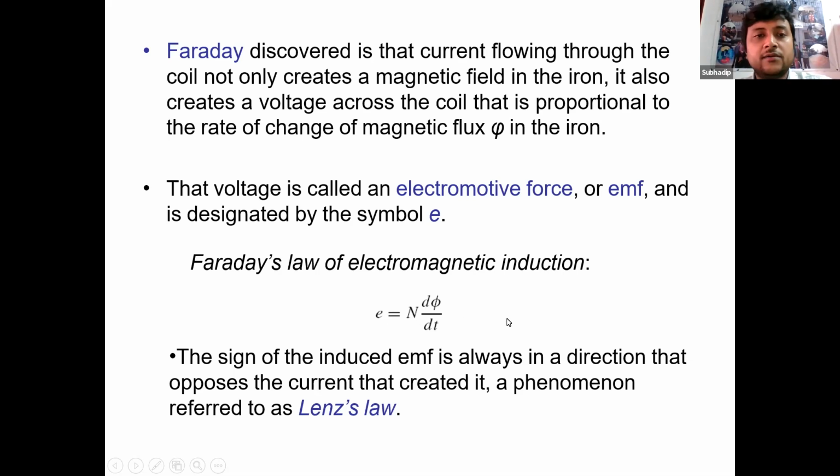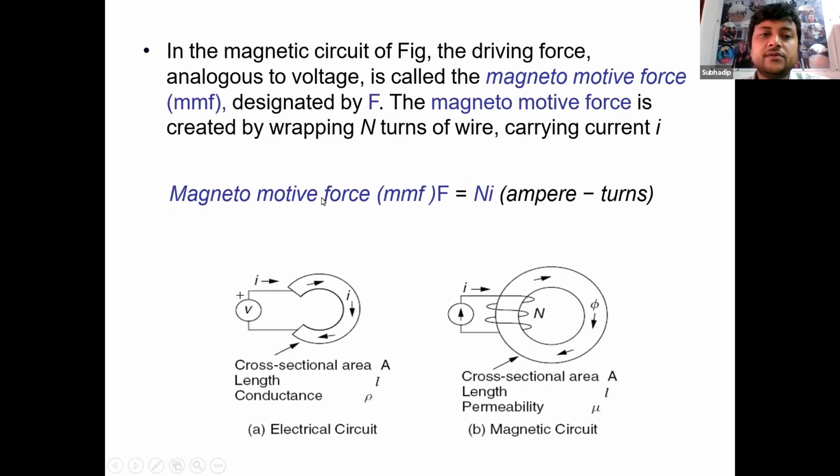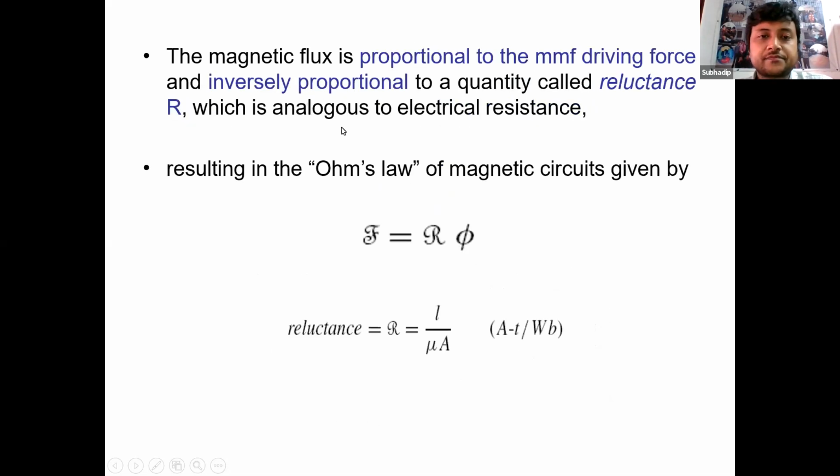Now, as we know, the magnetic force F equals N into I, that is the number of turns into the current flowing through the conductor on the solenoid. This part we also discussed on the last day: the magnetic force for a magnetic circuit is given by F equals N into I.